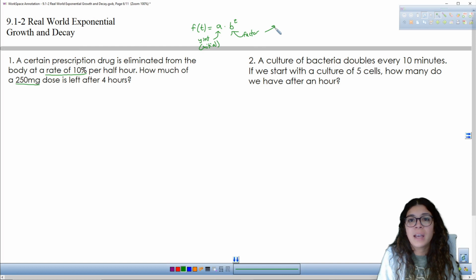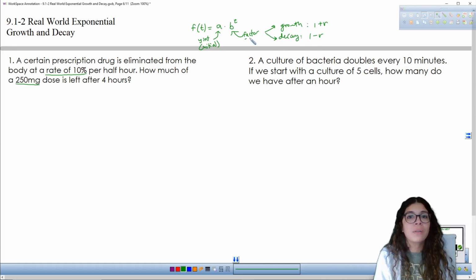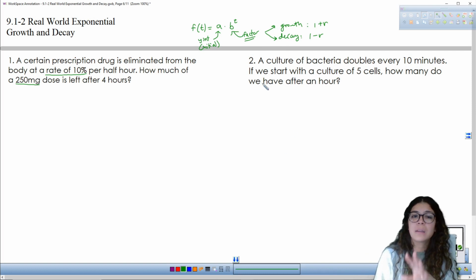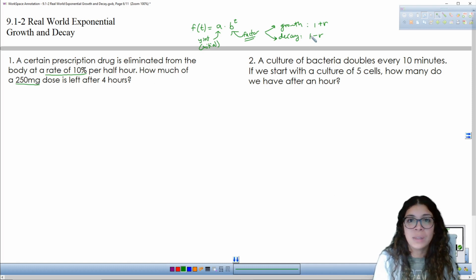If it is exponential growth and you're given a rate, you would find the factor by adding 1 to r. And if it's exponential decay, you would do 1 minus r if you're given a rate, okay? If you're given the factor outright, then you just use the factor. But if you're given a rate, like a percentage like we are here, we're going to have to do the calculation for the factor. Now, let's go ahead and do that, right?